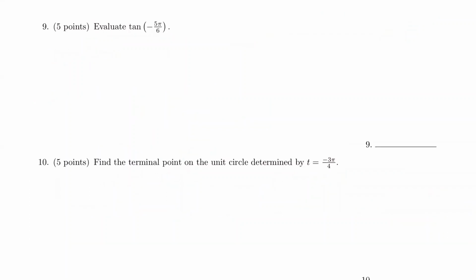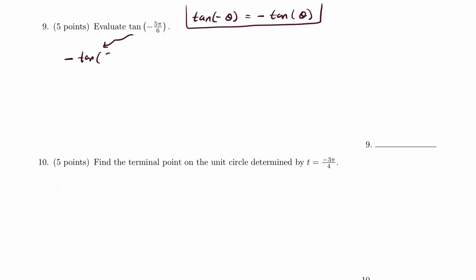Here's number 9. We want to evaluate tangent of negative 5π over 4. So we're going to be using the identity that tangent of negative theta is equivalent to negative tangent of positive theta. That's one of the very useful identities to use when you're working with a negative angle. So the equivalence would be negative tangent of 5π over 6. And now I'm trying to see which quadrant 5π over 6 lies on, and then I can use the reference angle to replace that angle.